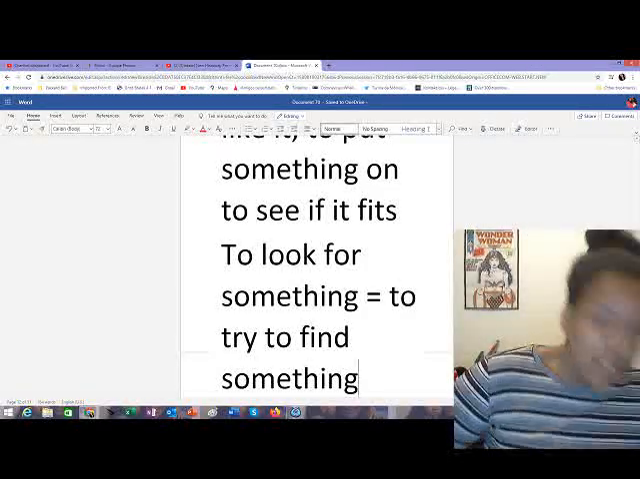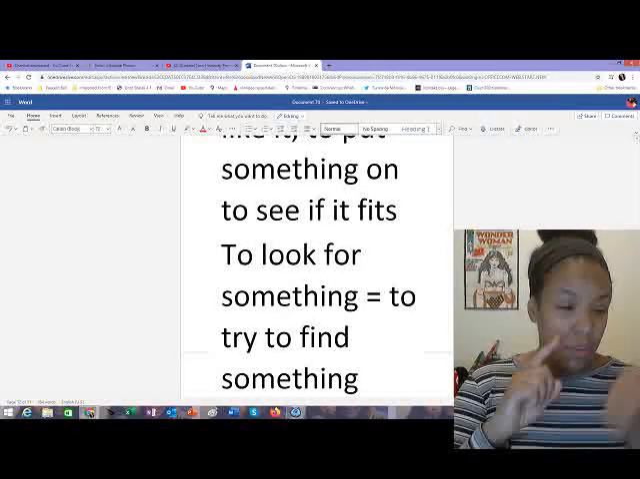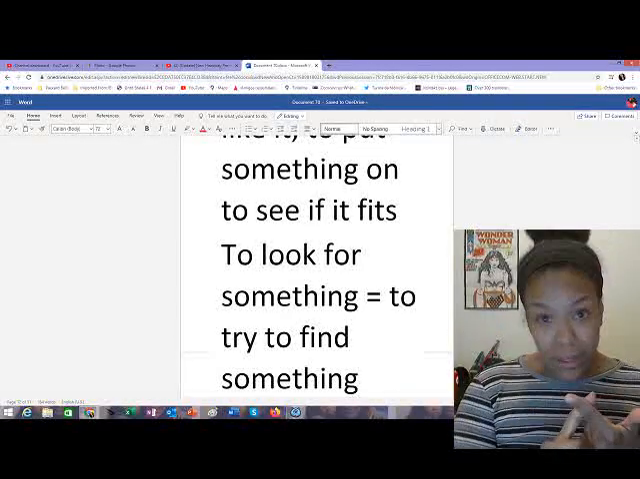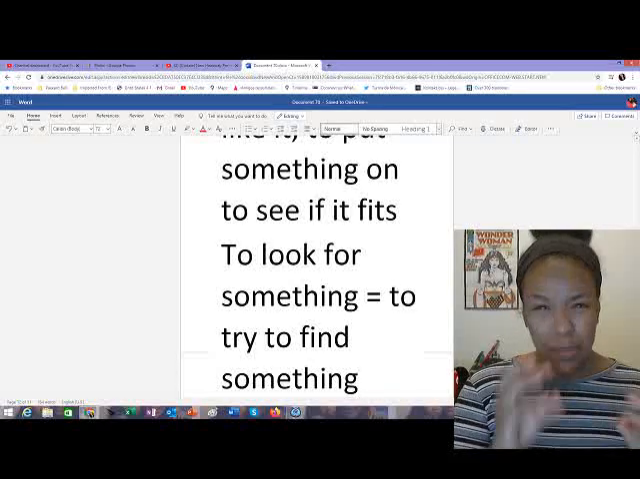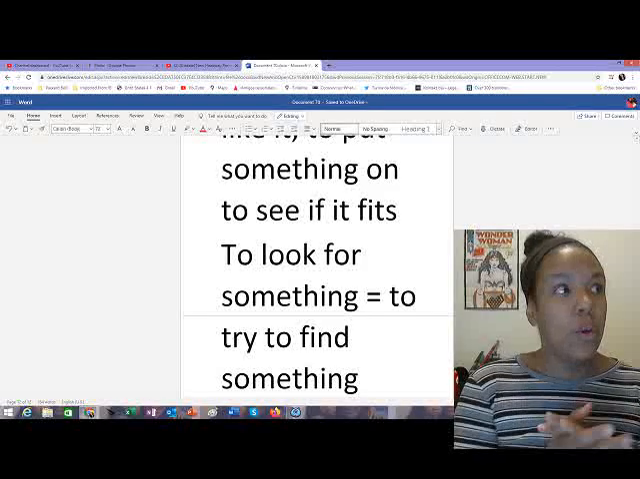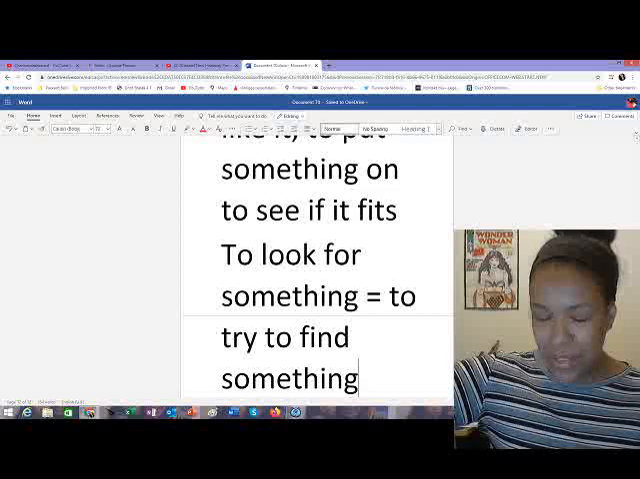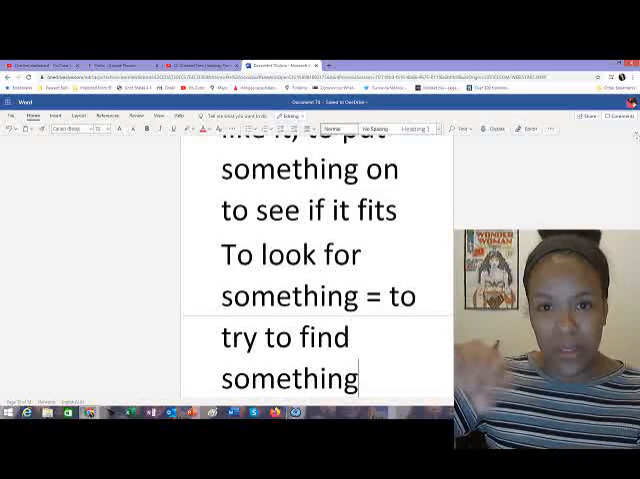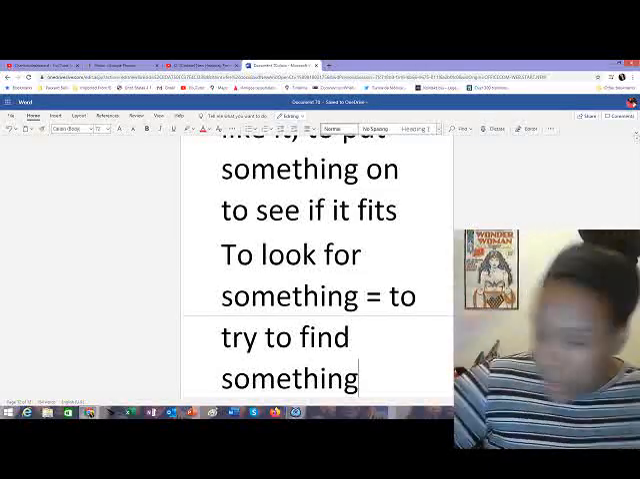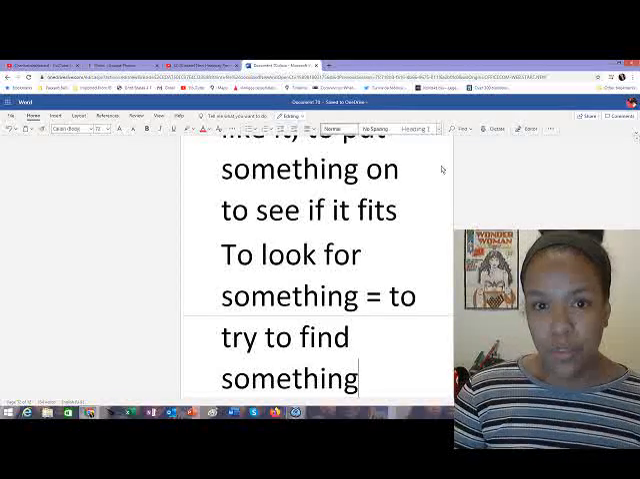Where is it? I am always looking for my keys, looking for my wallet, looking for small things. I'm always looking for them. And I know that I just need to put my keys in the same spot every day, and it will always be there, but sometimes I forget, so I'm always looking for my things. To look for something, to try to find something.